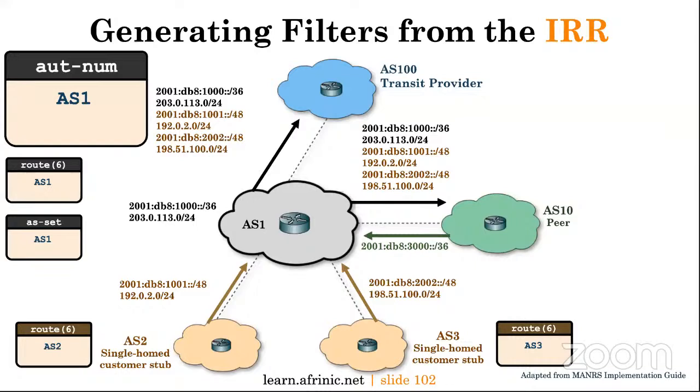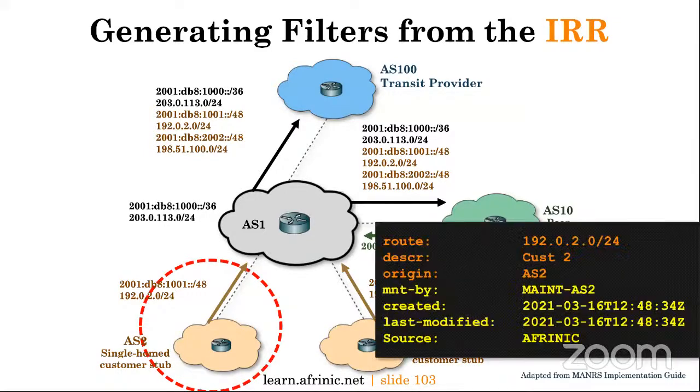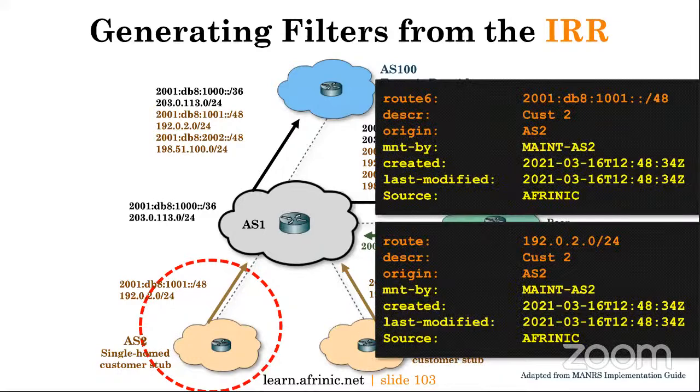So let's say, for example, we're looking at AS2. What are the route and route6 objects going to look like? Based on the text from AS2, you can see the route6 with the prefix 2001:DB8 and so on, the /48, defined there. And the origin is AS2. That's a route6 object. The same thing for their IPv4 prefix. The origin is AS2. They've defined both in the routing registry.